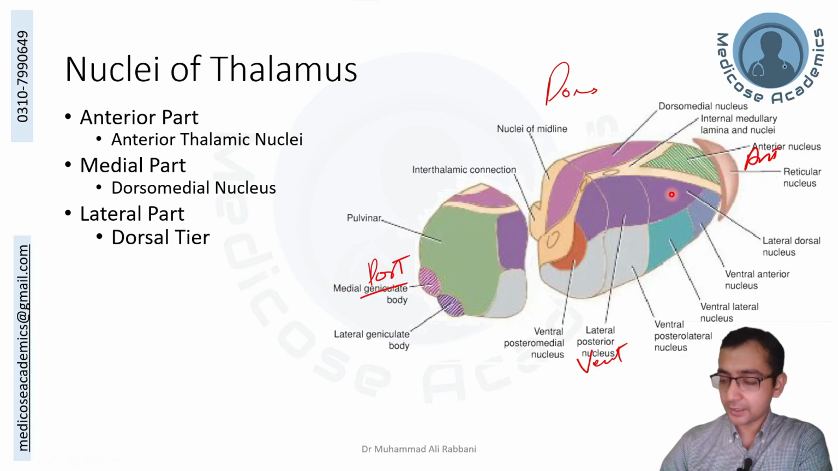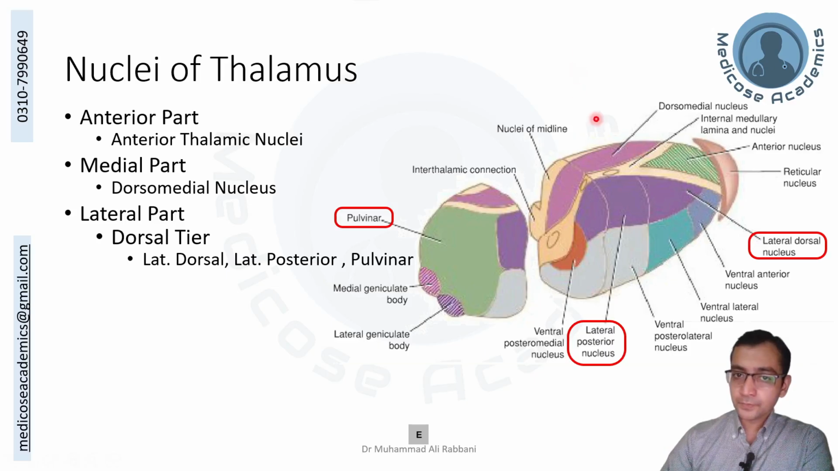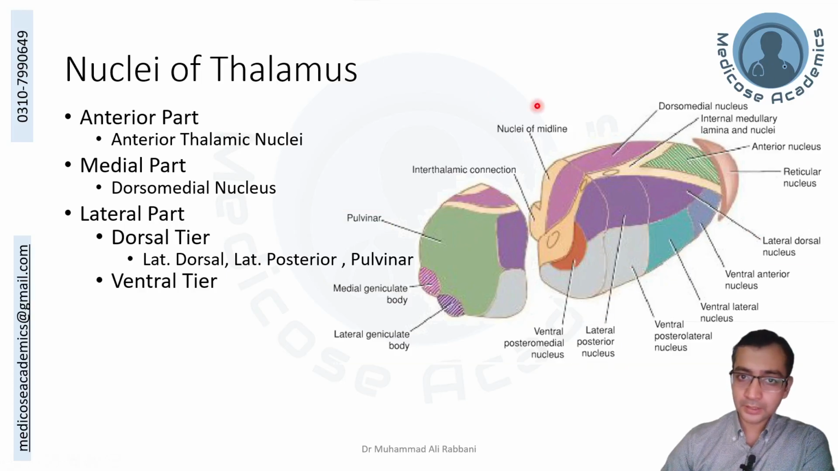Here, this part is divided into two parts. This whole region is the dorsal tier. It consists of the lateral dorsal nucleus, lateral posterior nucleus, and pulvinar. And the rest below it is the ventral tier.